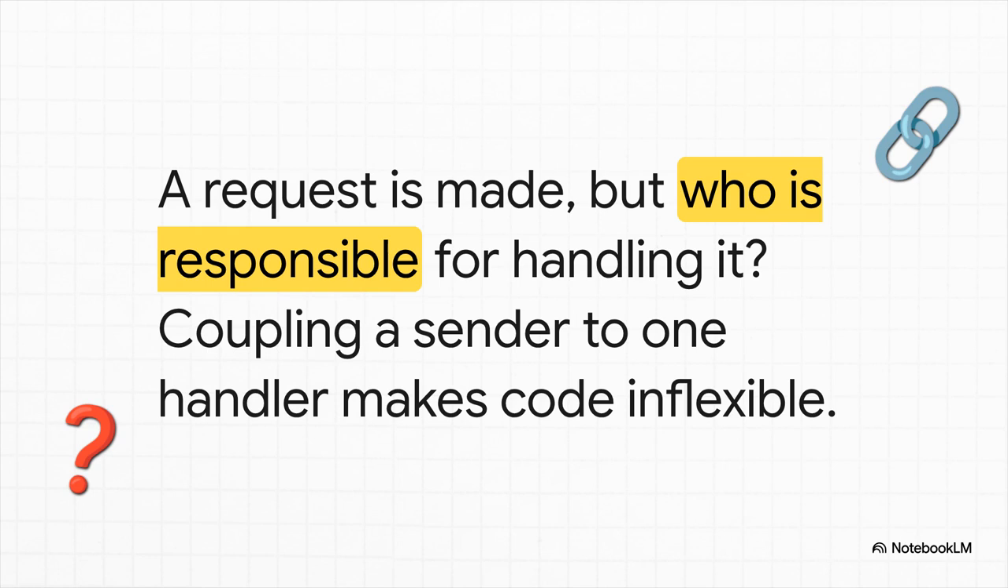So imagine you've got a user action, maybe clicking a button. Now, lots of different things might be able to handle that click. The button itself, the panel it's in, the main window, who gets to process it. If you hard code the button to talk to just one specific handler, your code becomes super inflexible.